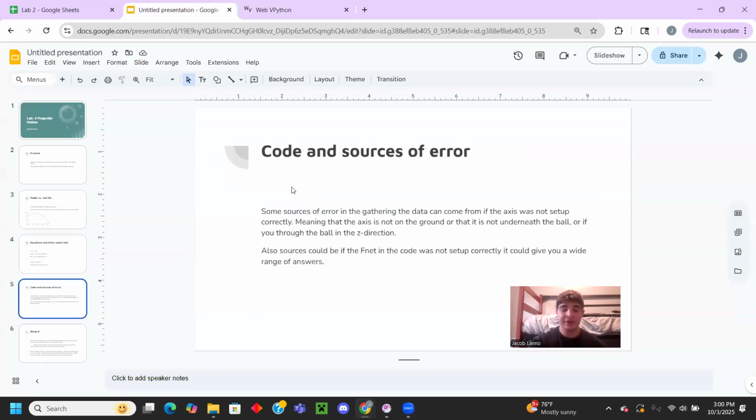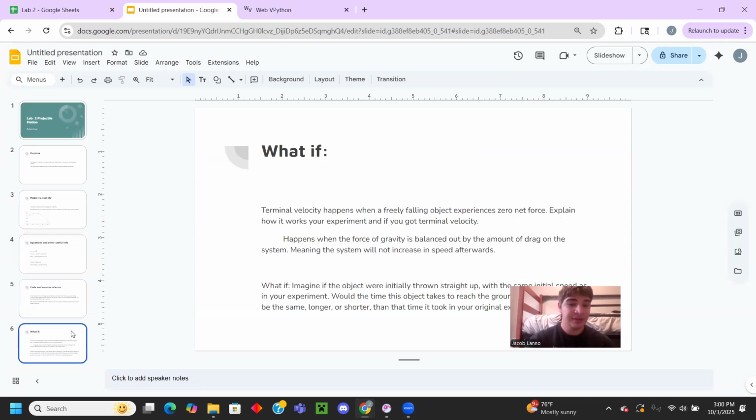Sources of error could have been if the axis of the physical data was not on the ground, so the y didn't end up at zero, and if it wasn't directly below the start, which means that the x was not initially zero, or if the person threw the ball in the z direction, out or in, that could have affected it as well. And also, code-wise, a source of error could have been if it was not set up correctly, as in the F net, or if any of the equations were not set up correctly.